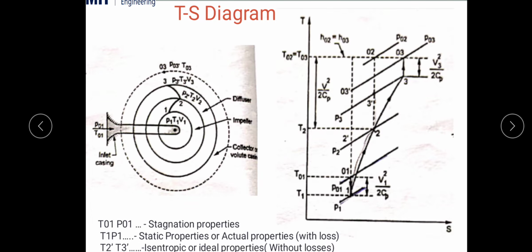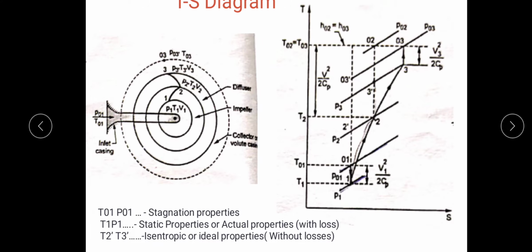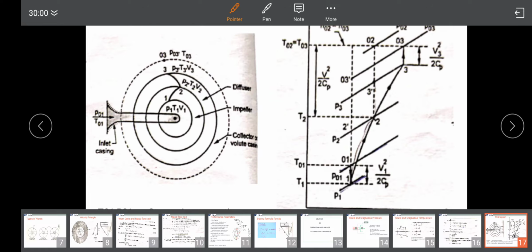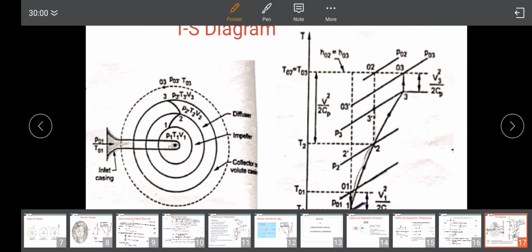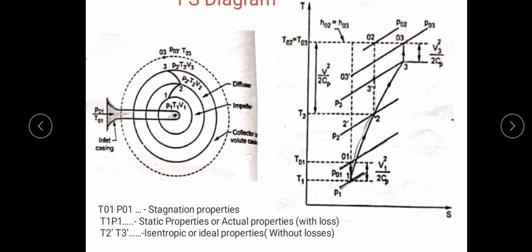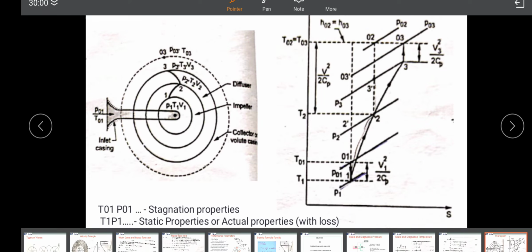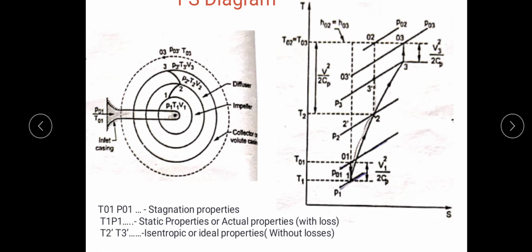Then from 3 dash, in the collector section there is again increasing pressure to 02. We can see with losses we get the P03 pressure, and without losses we get the P02 pressure, and P02 is more than P03, due to the losses there is a decrease in pressure from P02 to P03. So we have the actual operation: 01 to 1, 1 to 2, 2 to 3, and 3 to 03, and the ideal, isentropic operation: 01 to 1, 1 to 2, 2 to 3 dash, and 3 dash to 02 dash.